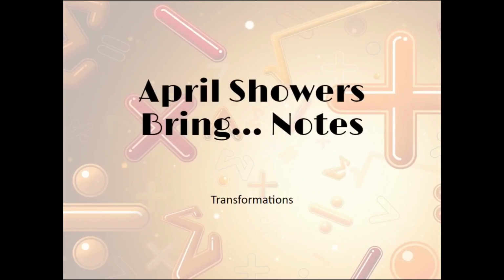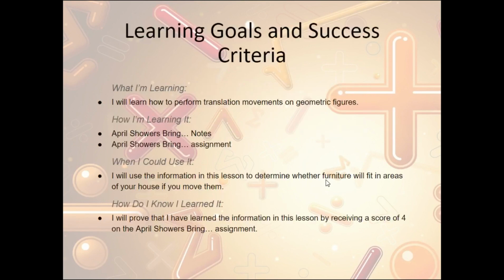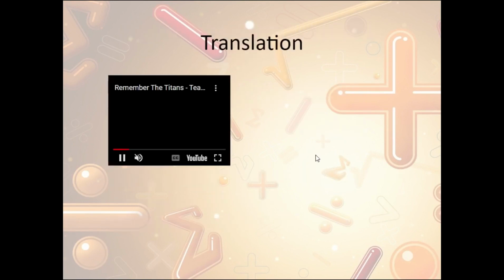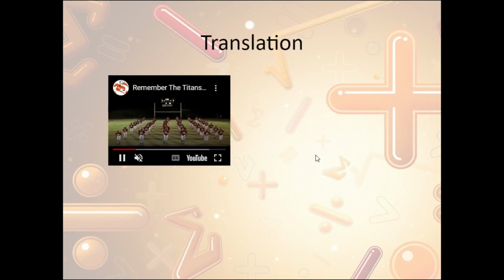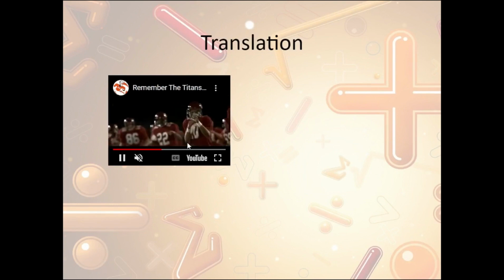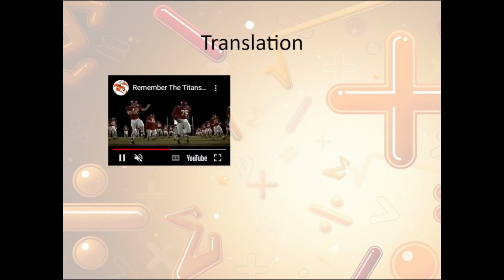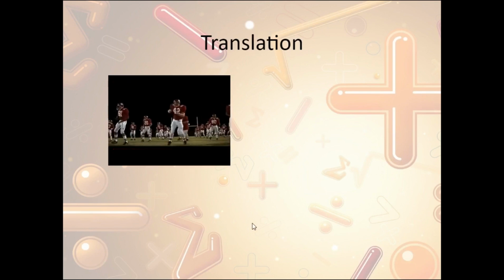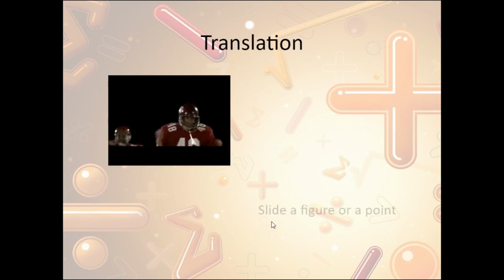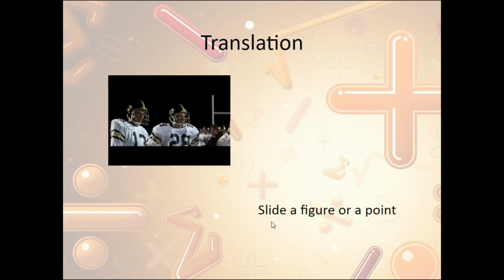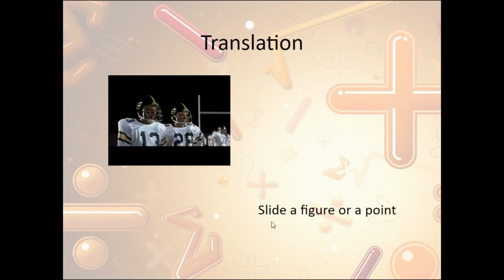Let's take a look now at the April Showers Bring notes. The notes begin with the learning goals and success criteria. Now here's a little video. We have translation. Notice every person in here is the same. They don't change shape or size, but they are sliding around. They're sliding side to side. They're moving front to back. Those are translations. So it is a slide of a figure or a point.